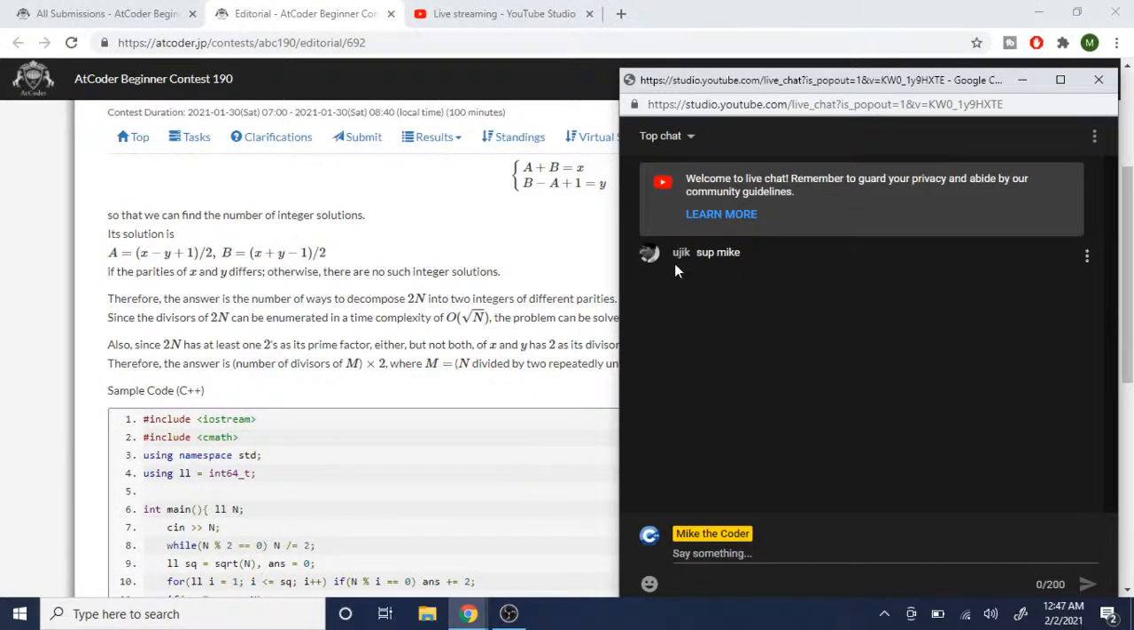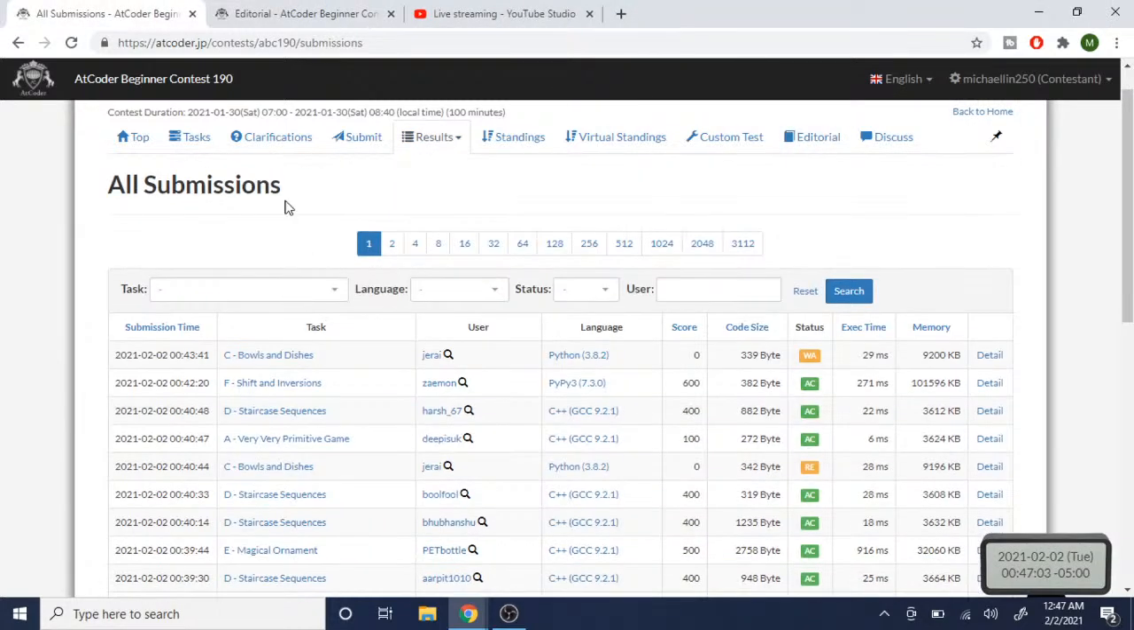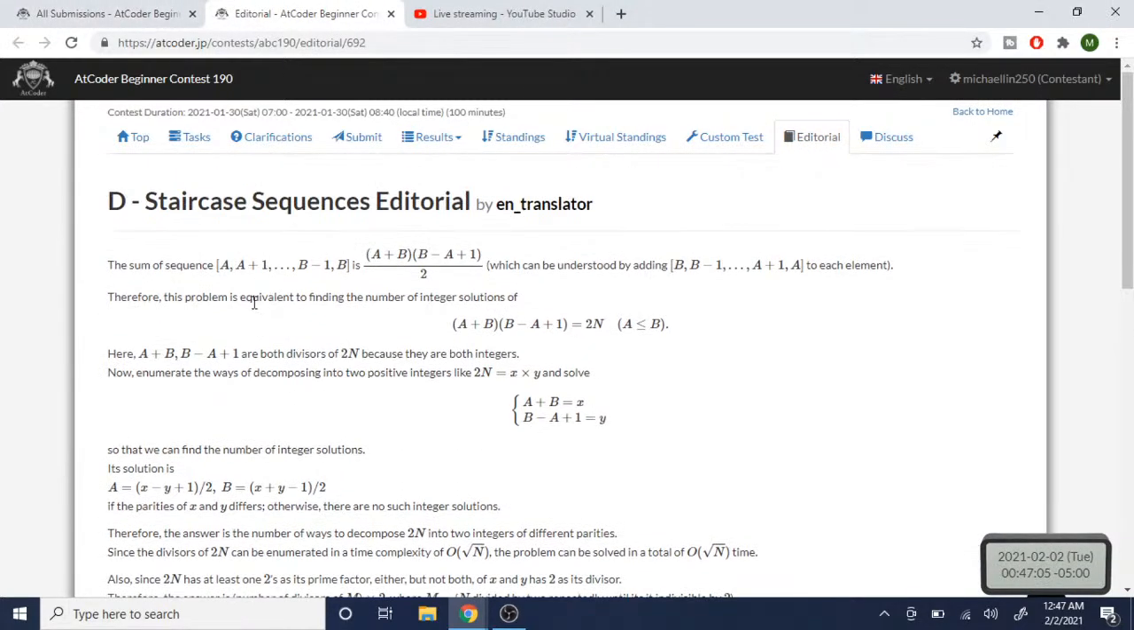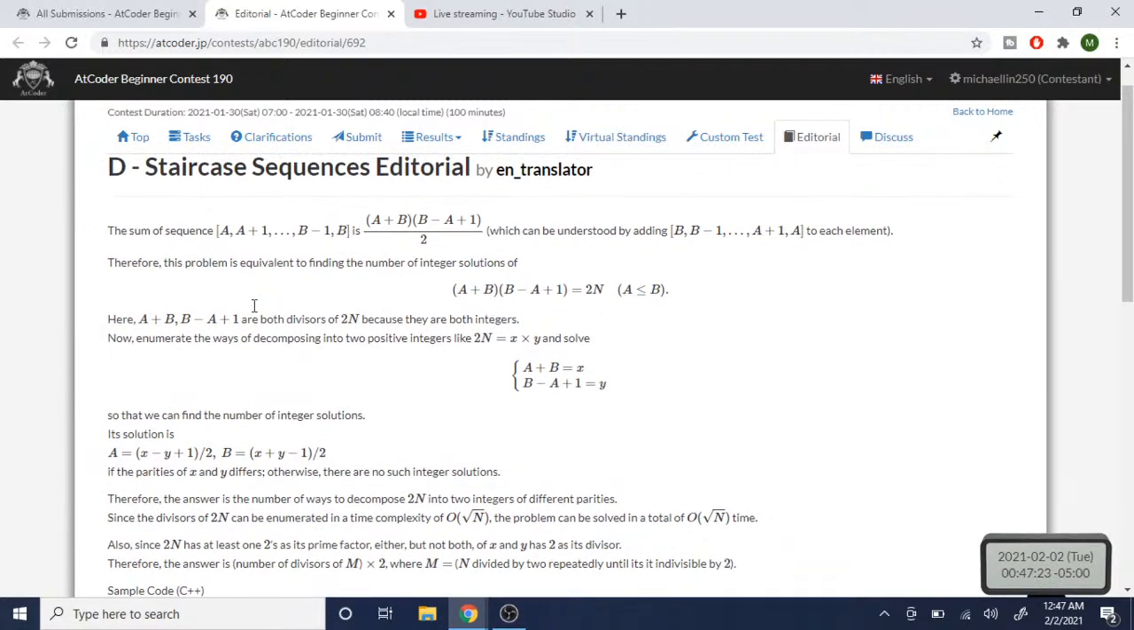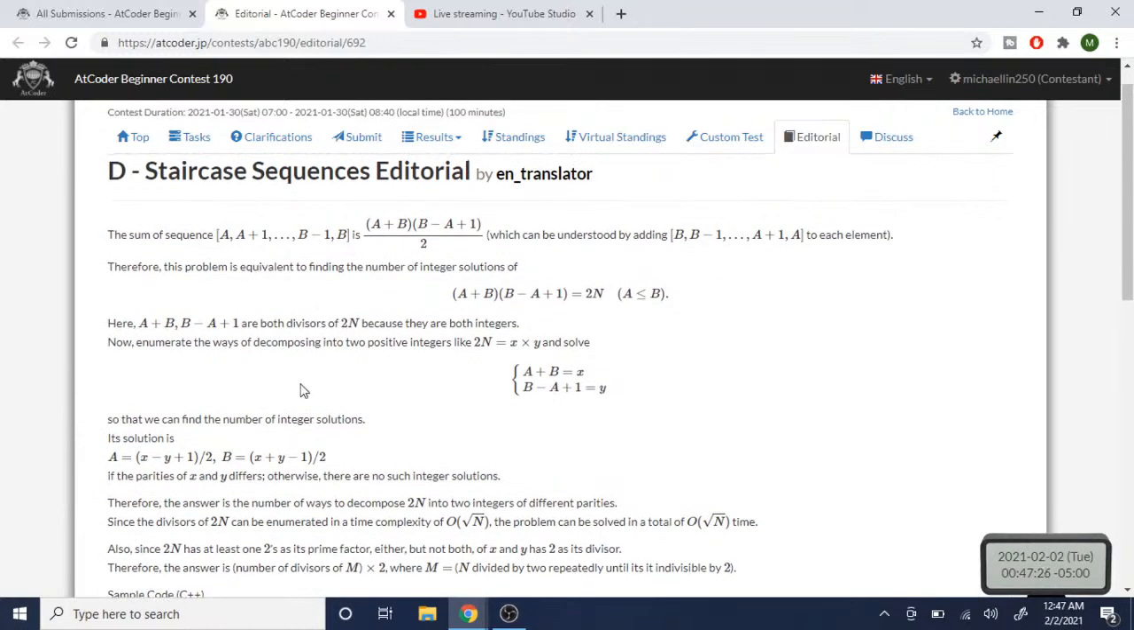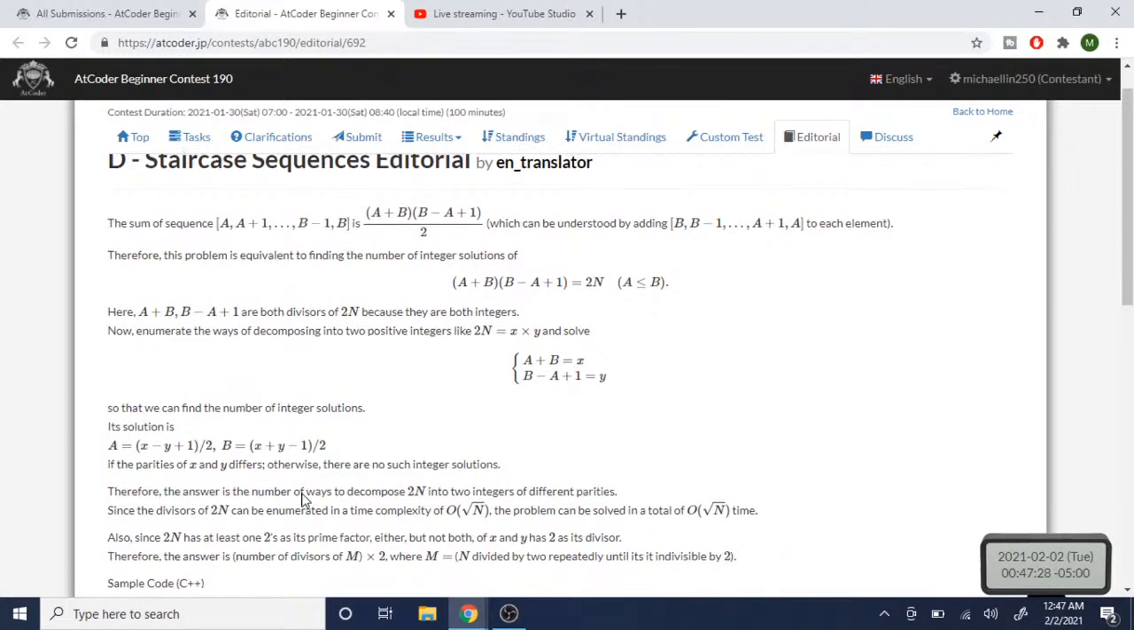What's up? How you doing? Right now, I'm just trying to figure out problem D of AtCoder Beginner 190. The question is asking how many different arithmetic progressions with a common difference of 1 have a sum of n. This is a combinatorics problem. So, they're saying this is the thing that you have to do, but I don't understand.